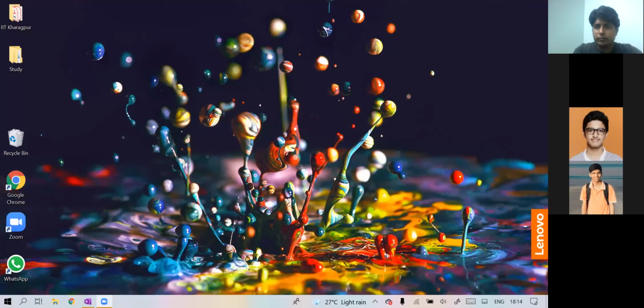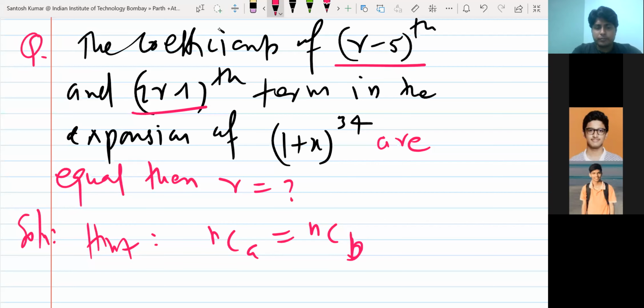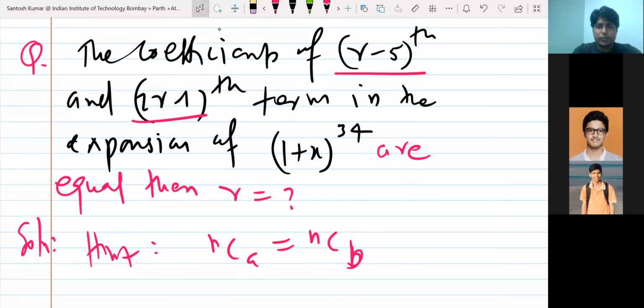I think I'm muted. Yeah, can you see the screen? Yes, sir. Yeah, try this problem. This is the last question for today's class. The question is: the coefficients of the r minus fifth and 2r minus 1th terms in the expansion of (1 plus x) raised to power 34 are equal. Then find the value of r.